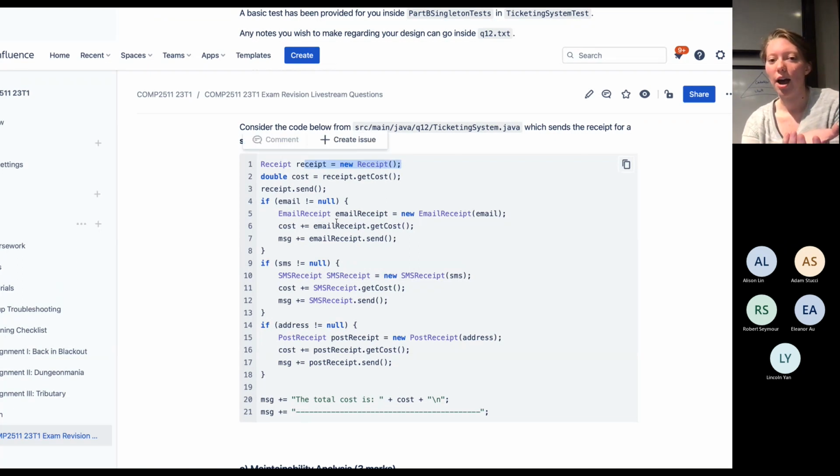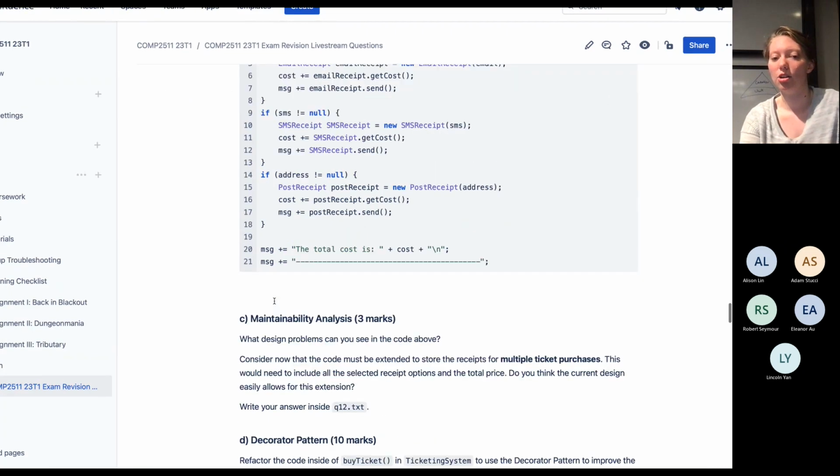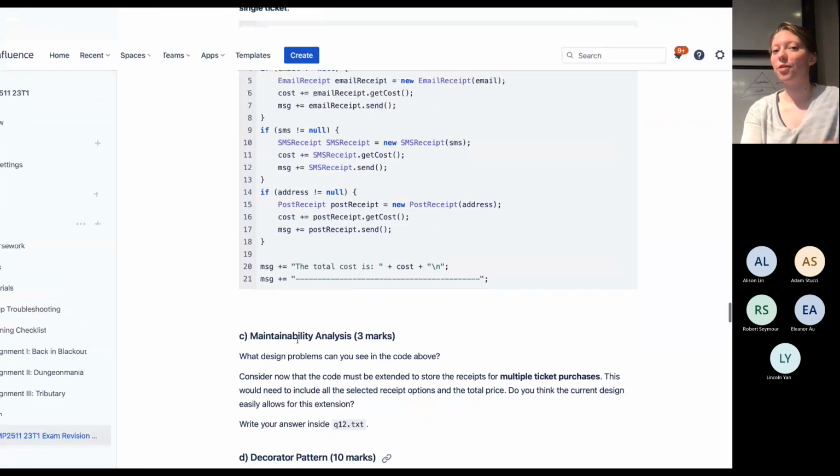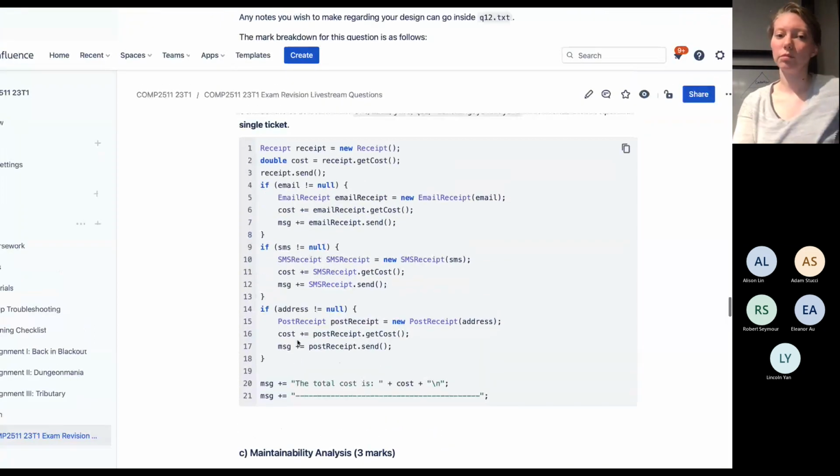So I have a receipt. I want to then wrap my cost with an extra set of receipts and then wrap it again with a different set of receipts based on the user's preferences. But say you look at this and you're like, I don't know where to start, right? What do you do if you look at this and it doesn't say, go do the decorator pattern? It says, go and solve the problem we just talked about.